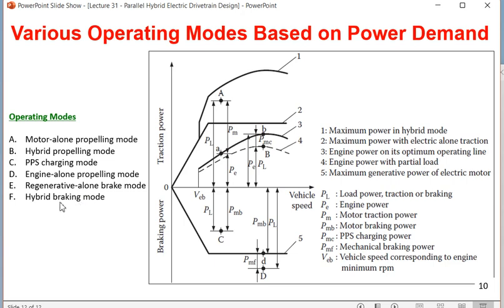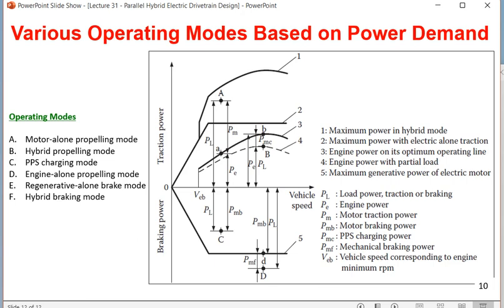So series hybrid drivetrain, we found there was a hybrid brake system where electrical braking and mechanical braking, they were functioning together. So this regenerative brake, that means only the electrical brake, and hybrid brake, that is electrical and mechanical brake together. So these two were actually case number C and case number D. So whatever is E here, that was case number C in series hybrid. Whatever is F here, that was case number D in case of series hybrid.